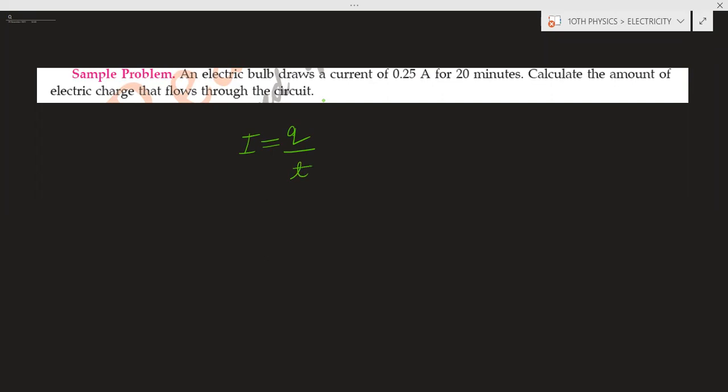In this question, this value is the value of current. Current is 0.25 ampere. I is equal to 0.25 ampere and time is given as 20 minutes.